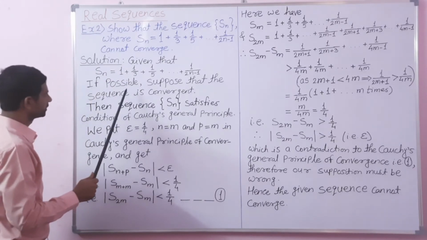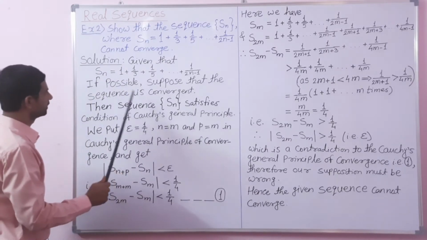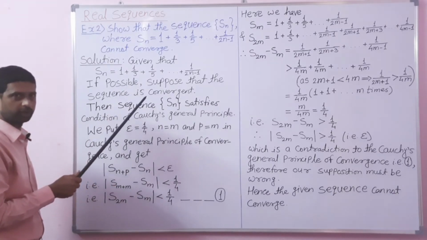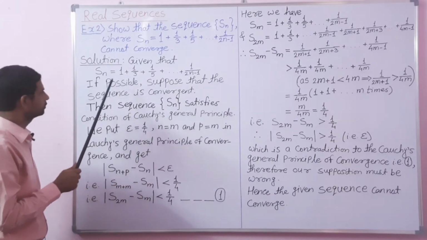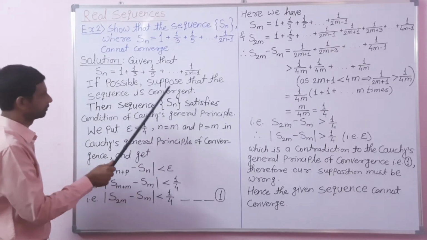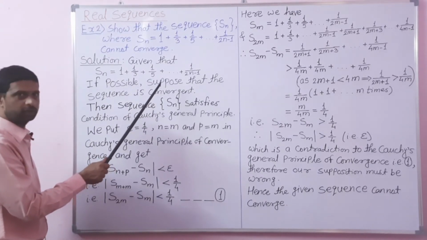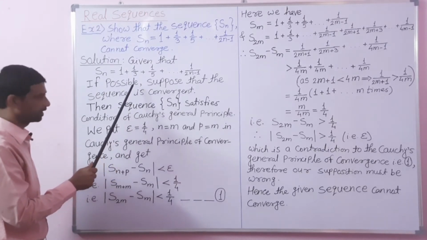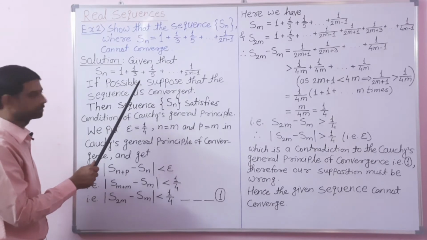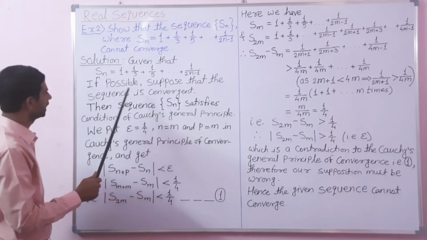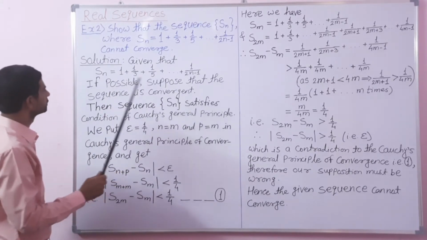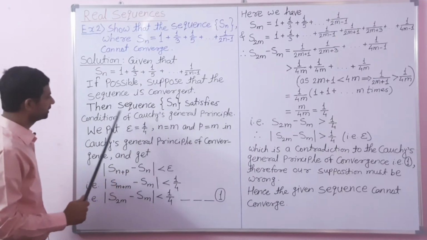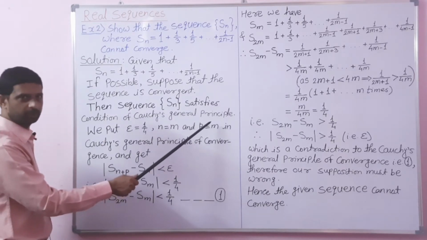So if possible, we suppose that the sequence is convergent. This example also we will solve by the method of contradiction. Means in the beginning we have supposed that this sequence is convergent. If we get a contradiction at some stage, then it will mean that whatever we have supposed earlier must be wrong. So if the sequence is convergent, then obviously it will satisfy the conditions of the Cauchy general principle.